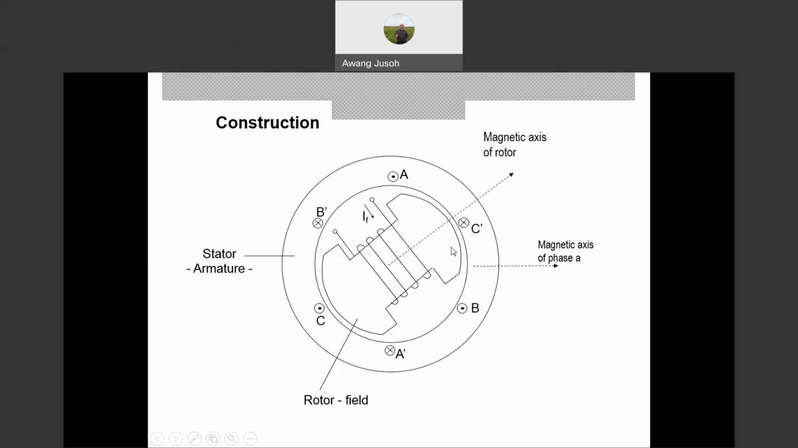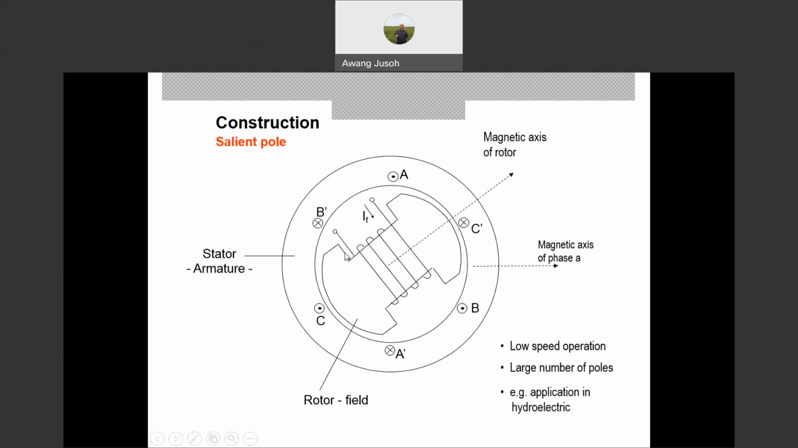And for the rotor side, depending on the direction of IF, this one becomes the north pole and this becomes the south pole down there. This is the magnetic axis for the rotor side. So the angle between them is theta degrees, which we studied before: the angle between the stator magnetic axis and the rotor magnetic axis.